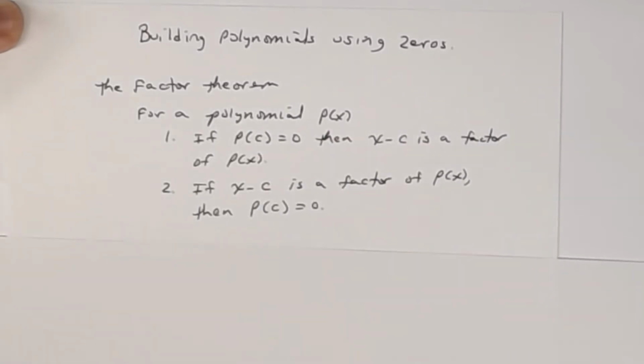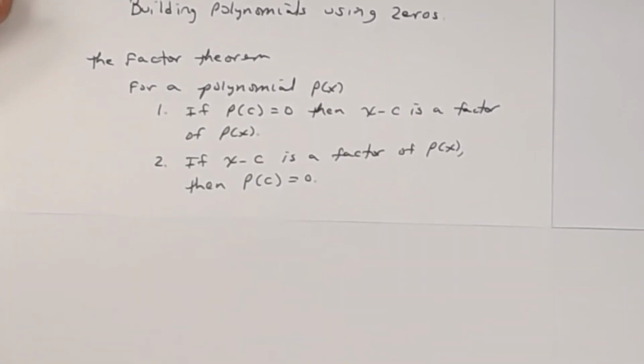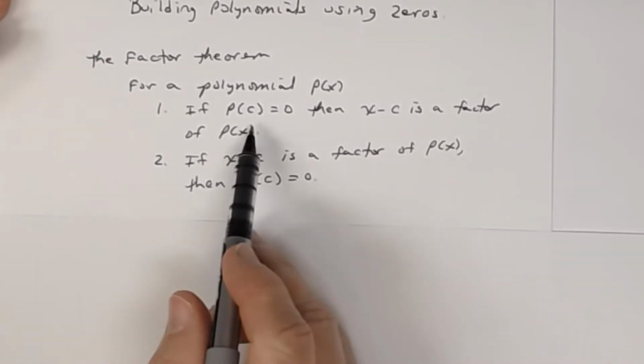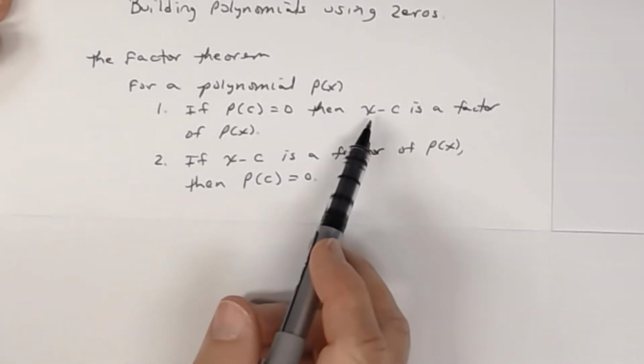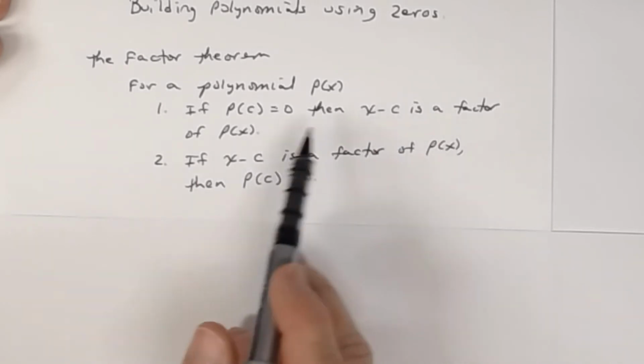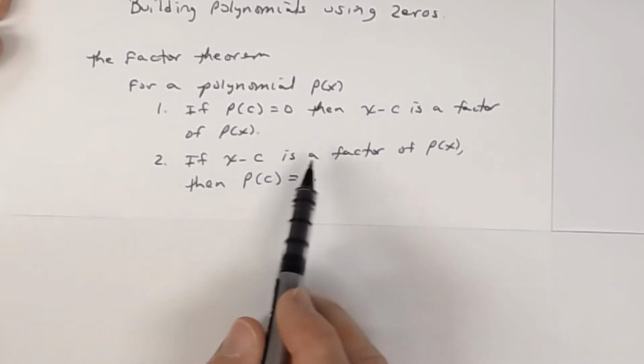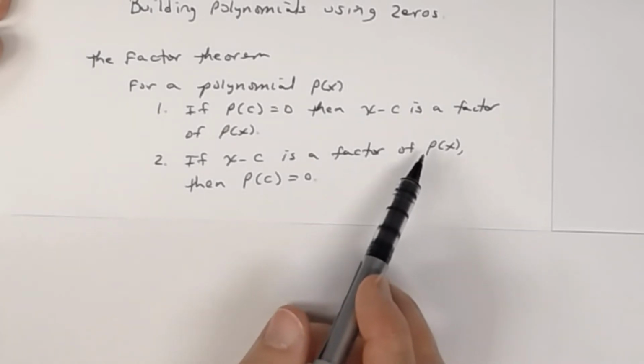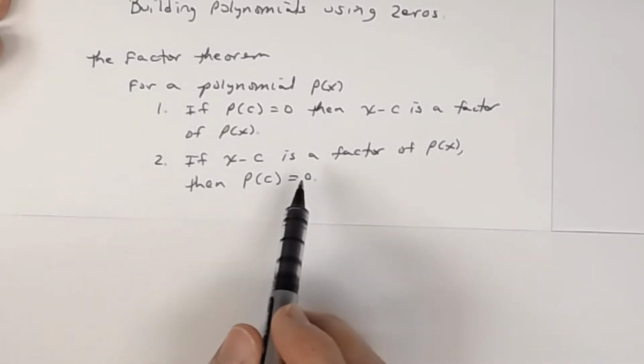And so remember, the factor theorem said this: for a polynomial p of x, if p of c is equal to 0, then x minus c is a factor of p of x. And the same thing if we go the other way. If x minus c is a factor of a polynomial, then p of c must be 0.